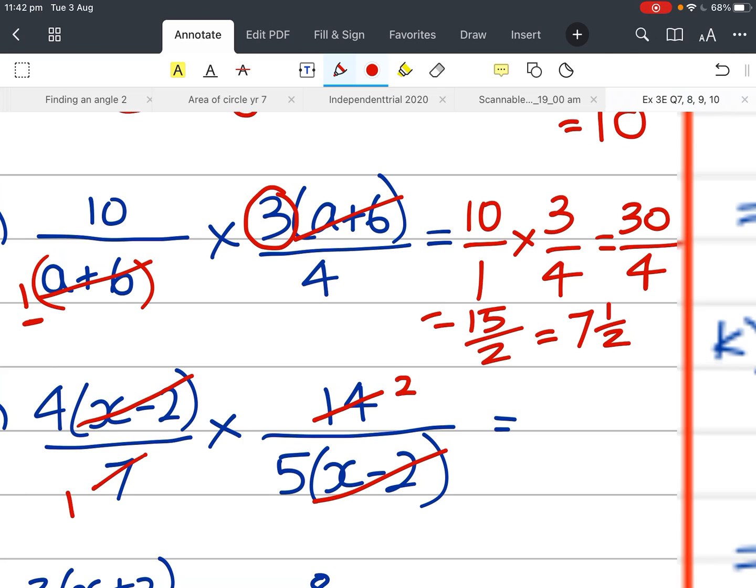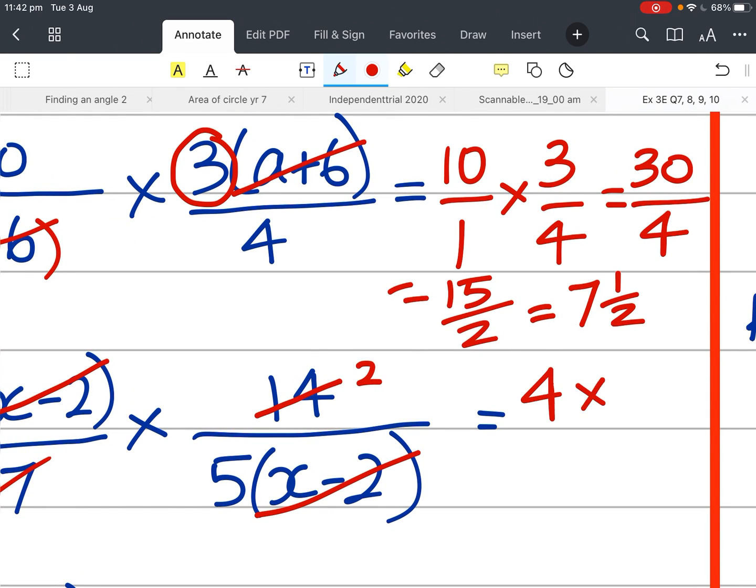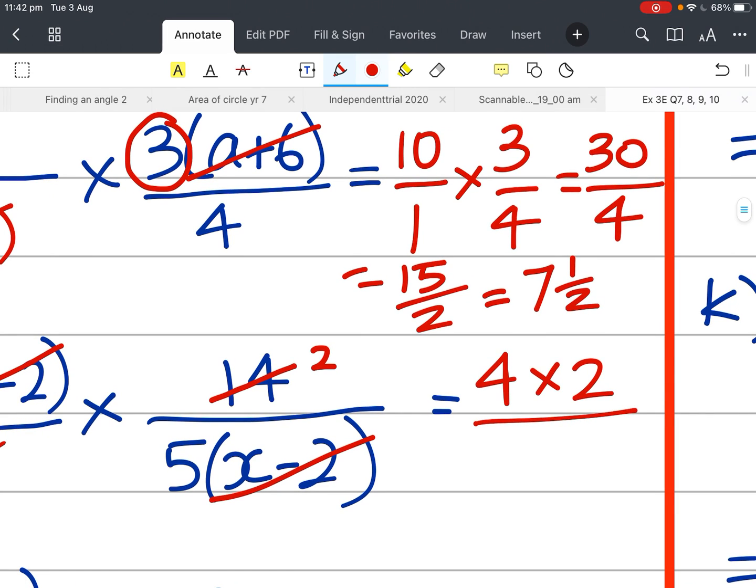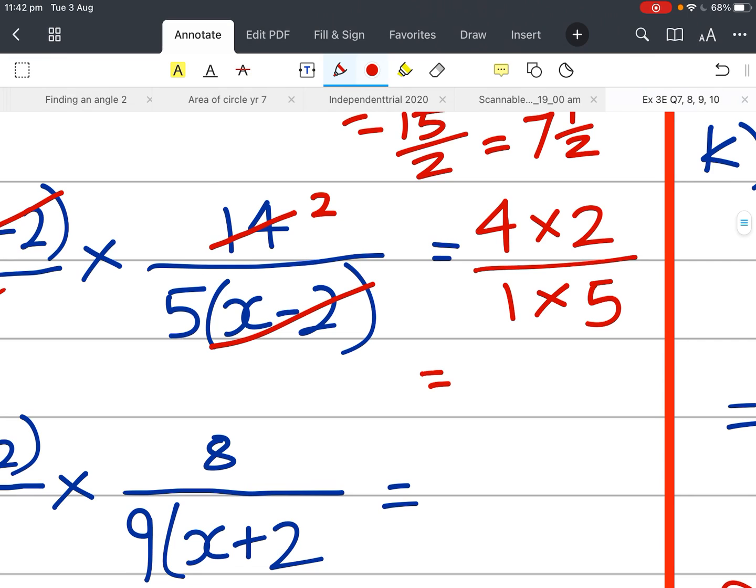4 times 2 is left on the top, and I believe 1 times 5 is left on the bottom, so that leaves me with 8 over 5. If you would like to change that to a mixed numeral like the one at the top, how many 5s fit into 8? Well, hopefully you said 1 with 3 left over.